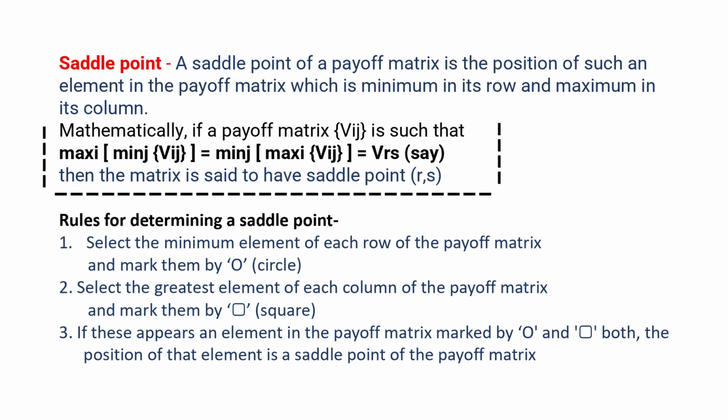And if these two values are equal to Vrs, it confirms the presence of a saddle point at position r, s. The saddle point ensures equilibrium because neither player has an incentive to change their strategy, as doing so would result in a worse outcome. It is a stable solution in pure strategy games. If no saddle point exists, the players may need to adopt mixed strategies.